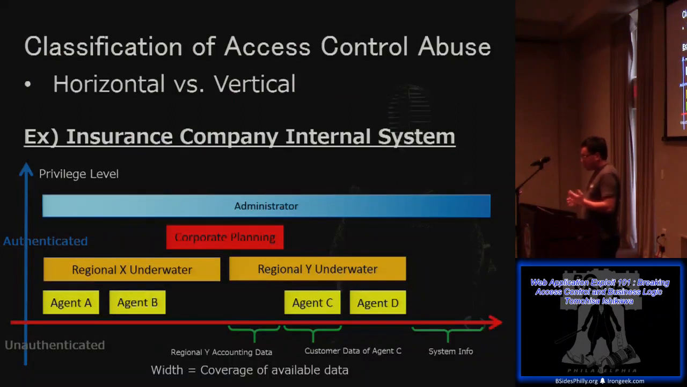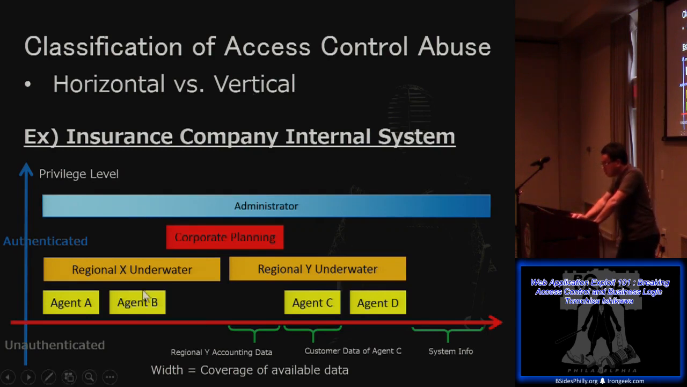So let me explain access control abuse with a picture. Technically, there are two classifications, which are horizontal access control abuse and vertical access control abuse. In order to explain this concept, I'd like to show a picture of an insurance company's internal system. Here, this vertical line means the privilege level. Here is an unauthenticated area. After authentication, there is a privilege level there. Of course, administrator is a high privilege. On the contrary, the horizontal line here means the width, the coverage of the available data.